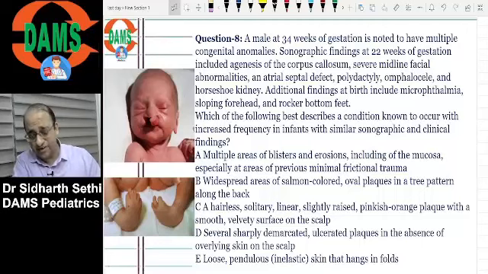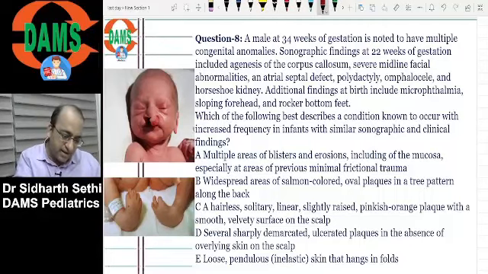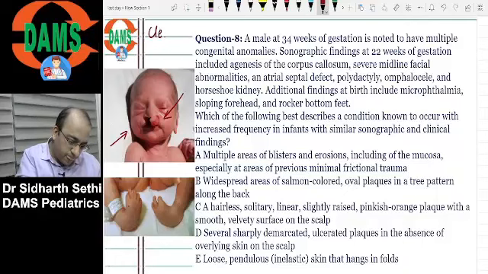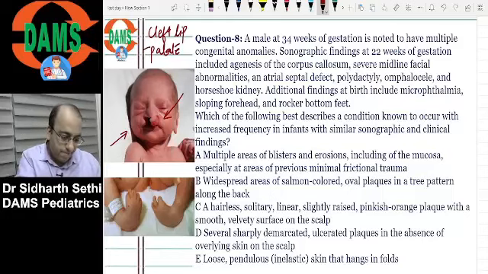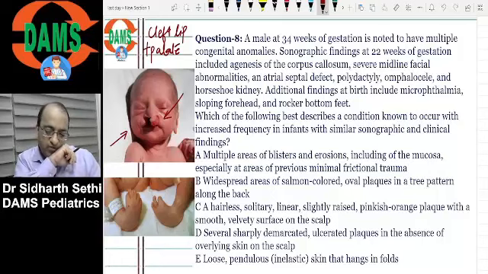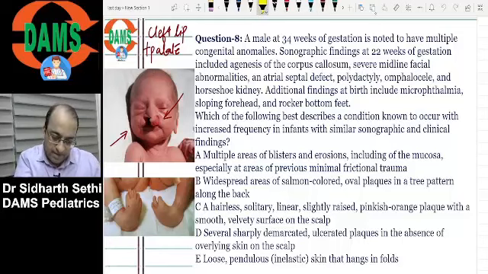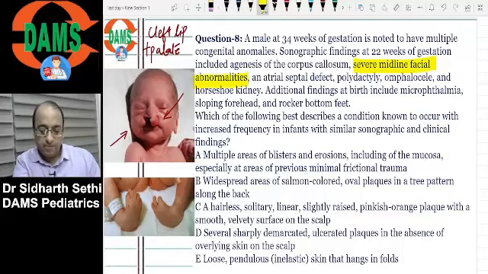Again, rocker bottom feet. But look at this child, guys. He has central facial abnormalities, cleft lip, cleft palate. Now what will you think of? This baby has multiple anomalies, midline facial problems. This is the crux here. Midline facial problems and some brain problems, eye problems, rocker bottom feet. What will you think of?